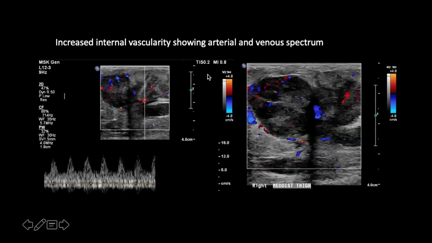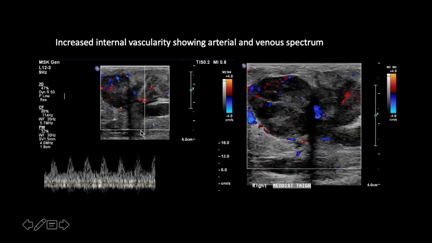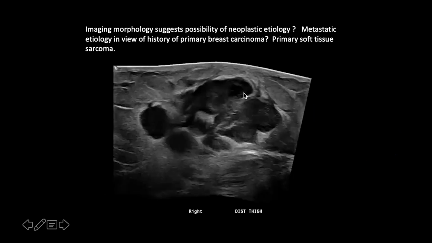So what I saw here was a lobulated, multilobulated, heterogeneous, complex lesion in the subcutaneous tissue compartment, and it was not looking good to me at all. When I switched on color, there was increased internal vascularity with arterial and venous spectrum. It looked very suspicious, and I can always compare with the other side. Here you see that in this case, because there was a history of primary breast carcinoma, I laid the possibility of metastatic etiology first, and primary soft tissue sarcoma.